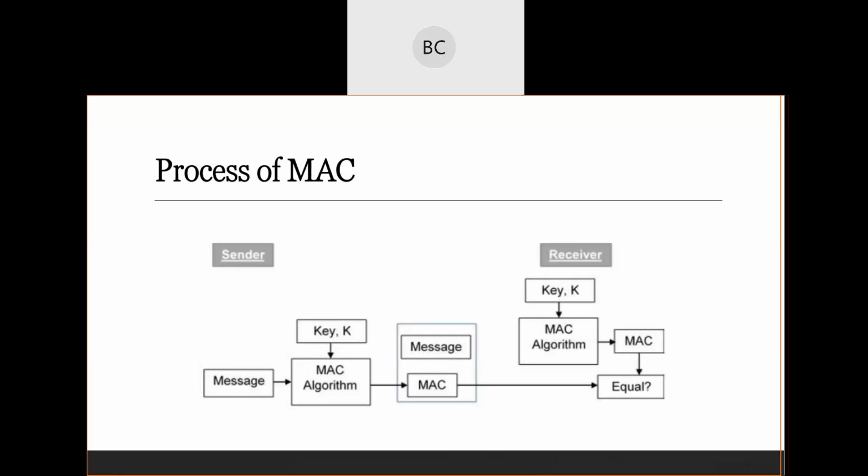Now, if the computed MAC does not match the MAC sent by the sender, the receiver cannot determine whether the message has been altered or the origin has been falsified. So as a bottom line, we can say a receiver safely assumes that the message is not genuine. Is this MAC process clear to everyone?